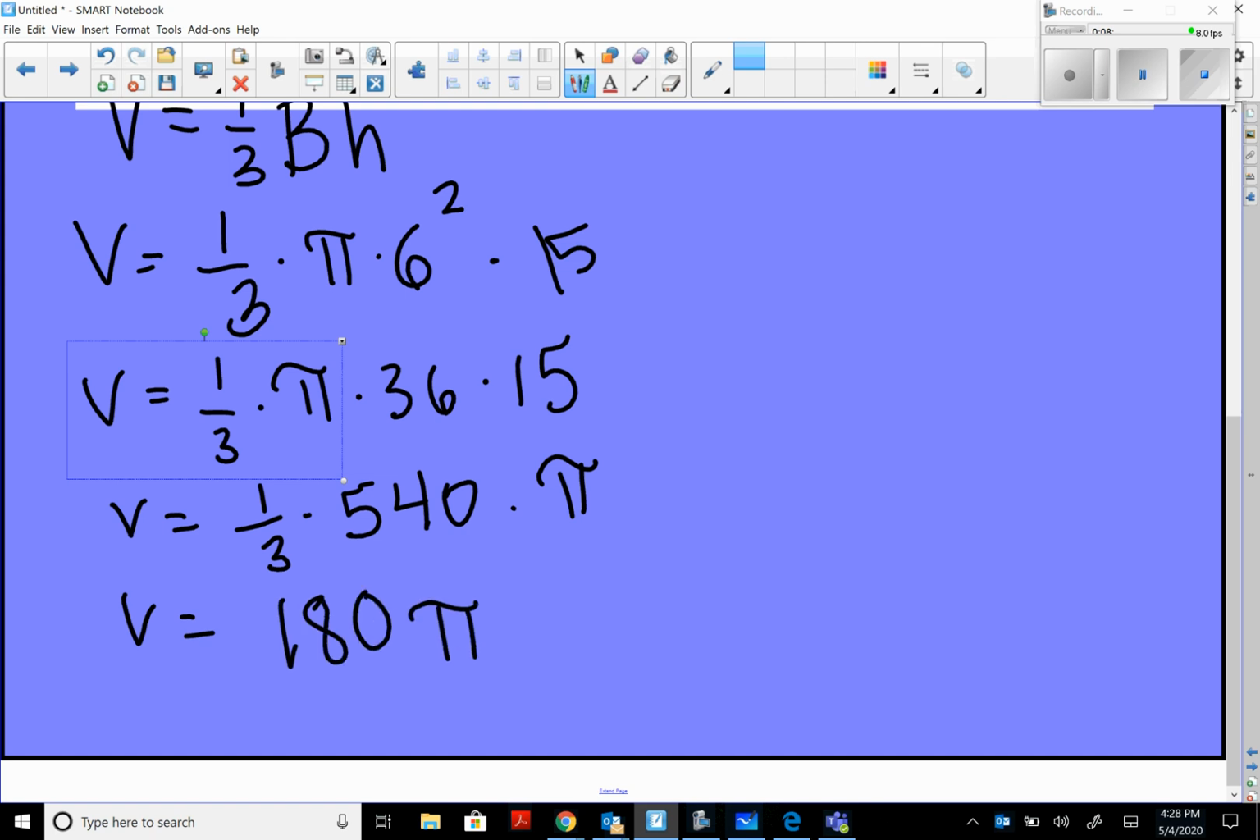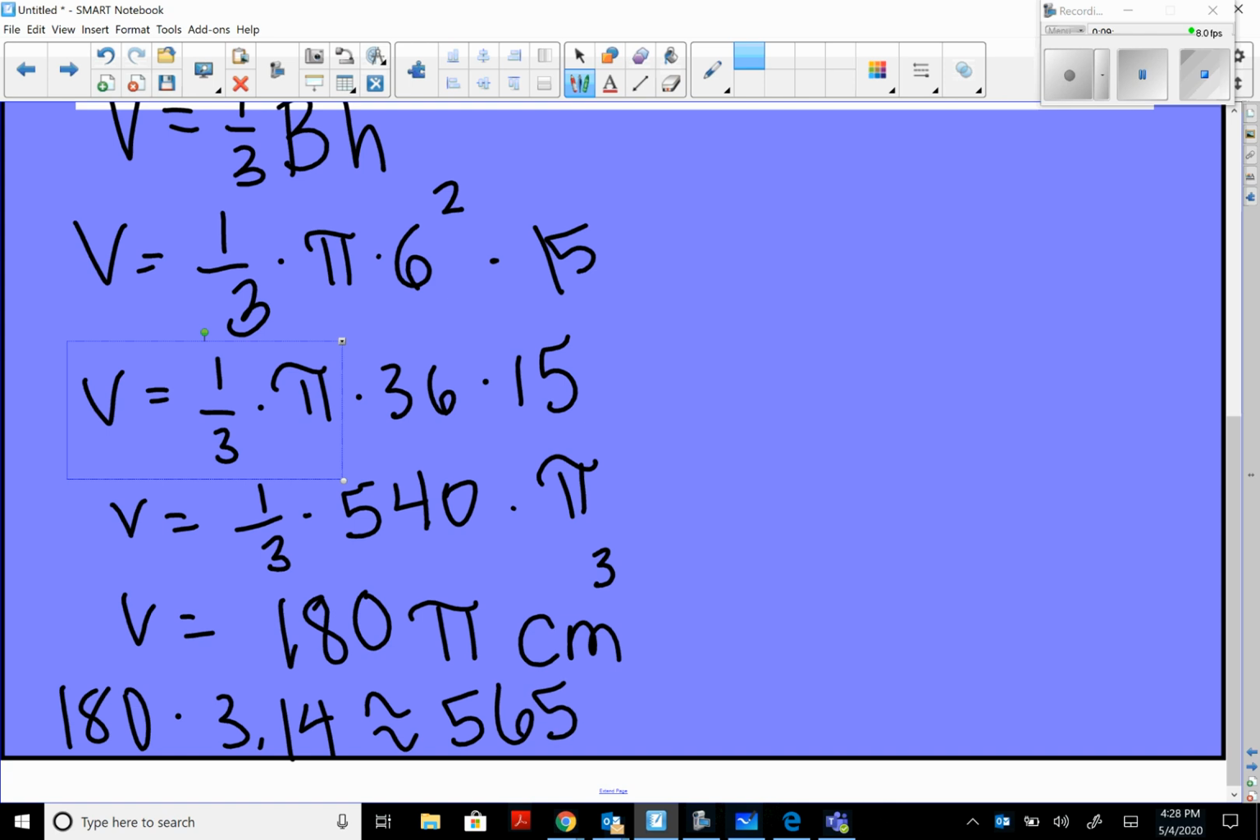So the exact volume would be 180 pi cubic centimeters. The approximate, remember, I'm going to go ahead and multiply the 180 times the 3.14. So the approximate volume would be 565.2 cubic centimeters.